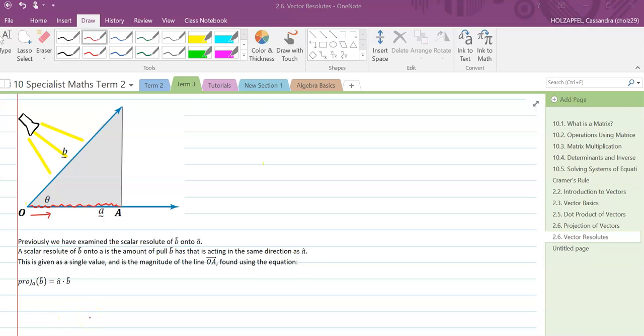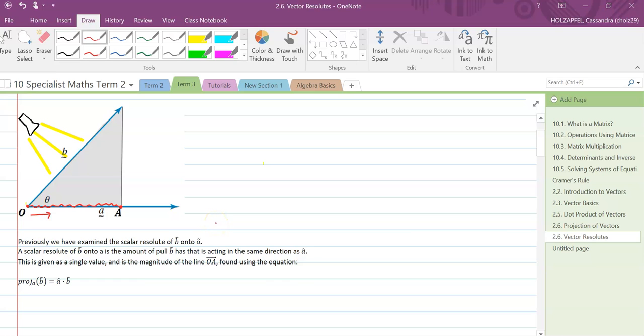Now, what if we weren't actually interested in finding out the length of the line, and rather we were actually interested in finding the vector that this line makes, so the vector going from O to A? Well, this is now called the vector resolute. There are actually two different components here that we can examine with the vector resolutes. So, of course, the most logical, or the first vector that we can look at, is this vector here that's going from O to A.